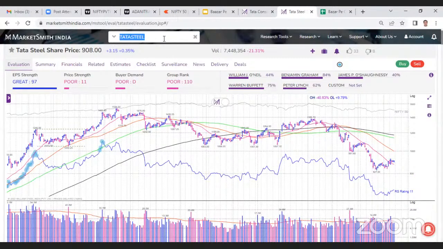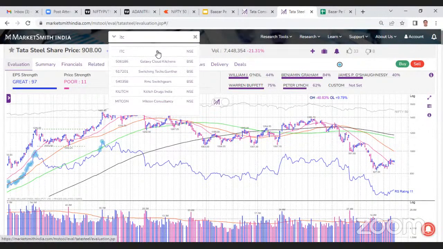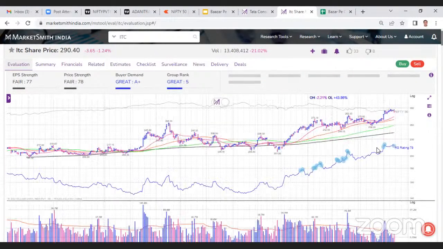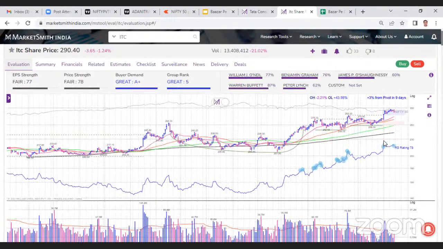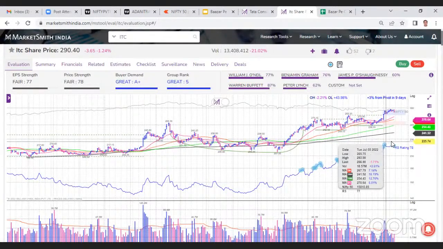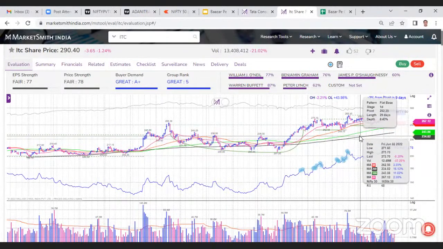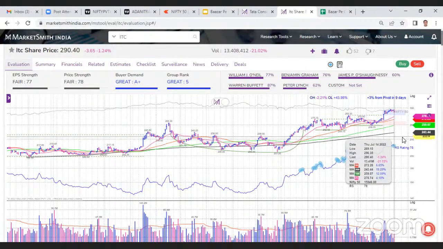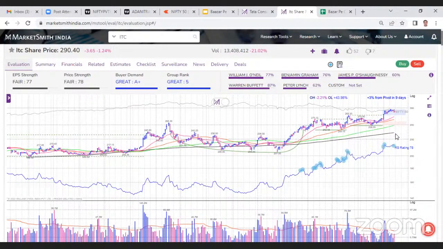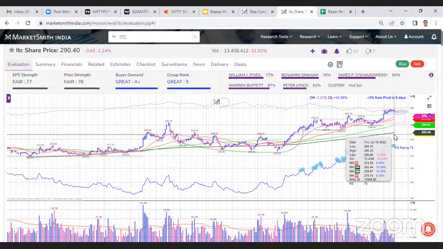Next one was ITC. I think we have already recommended it at the right time in our swing portfolio, and we also booked the profit. The stock is still trading in positive territory, in the bullish zone. It has also given a flat base breakout, and it is just 3% away from that pivot level. So there is no negativity as such.